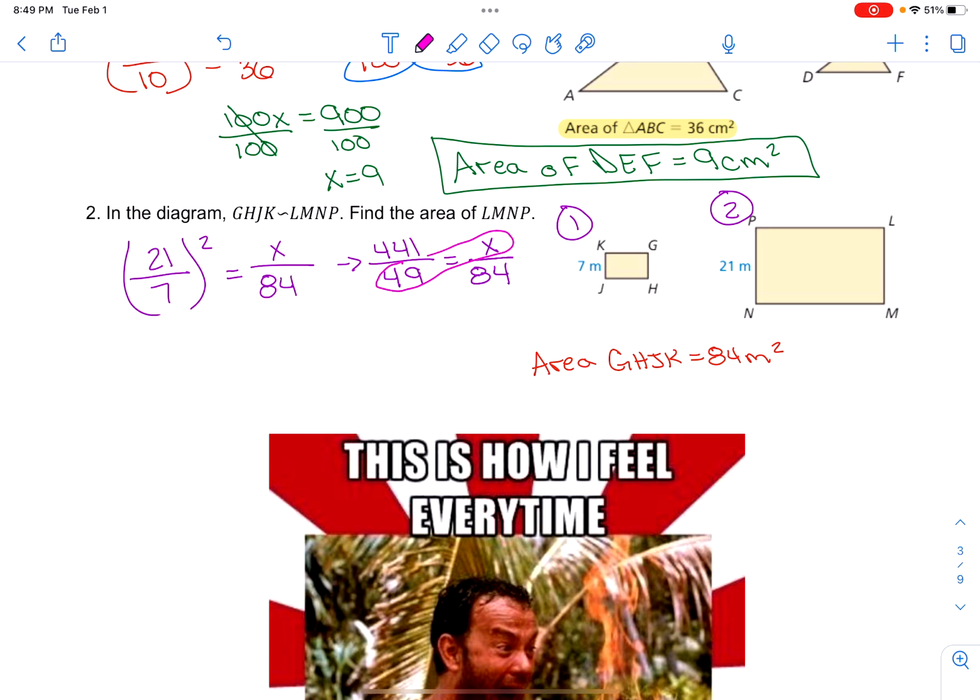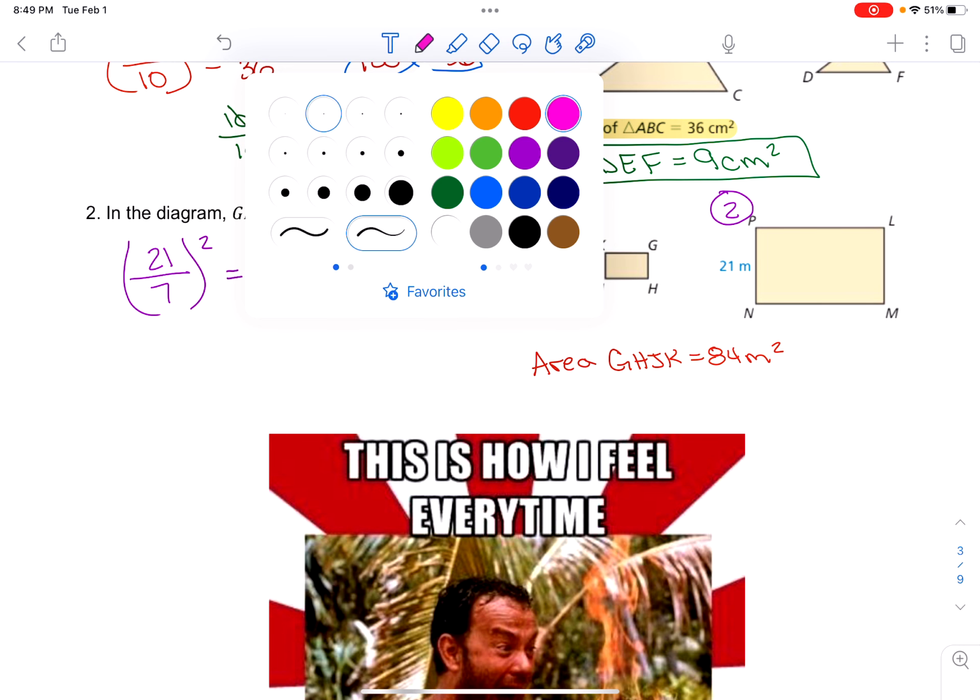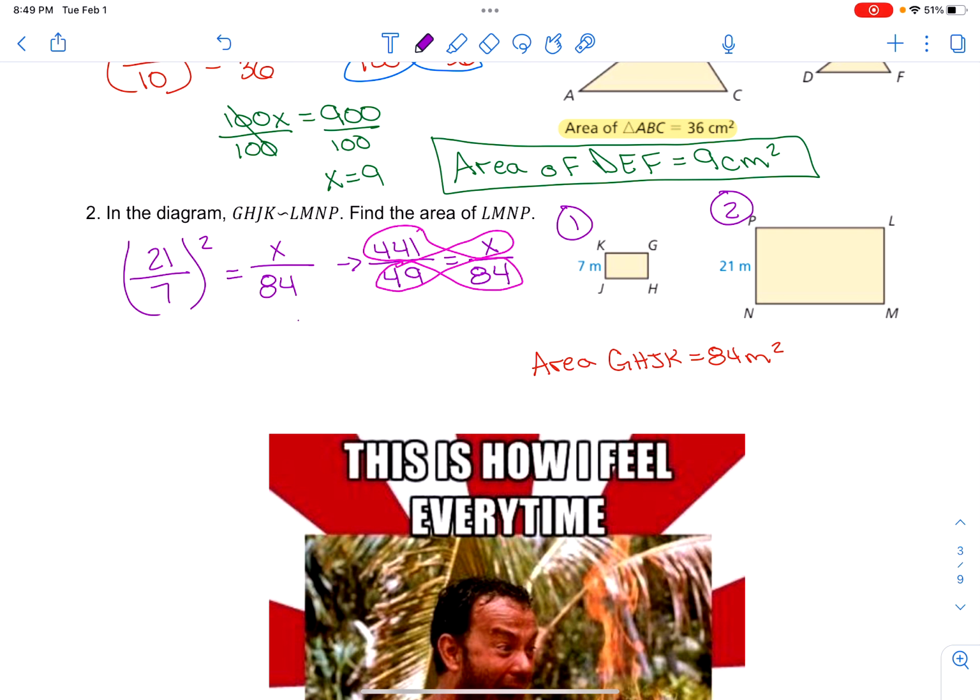So then we do our cross multiply. 49 times x, that's just 49x. 441 times 84 is 37,044. Like I said, a good spot that simplifying that ratio might have been beneficial. And divide both sides by 49, we get x to equal 756. And we'll just say meters squared.